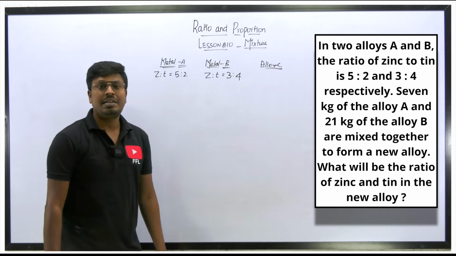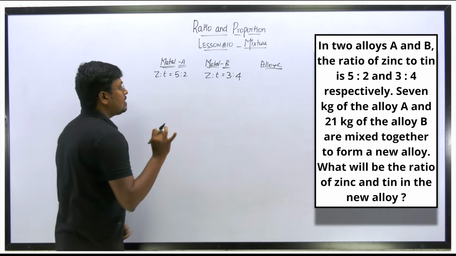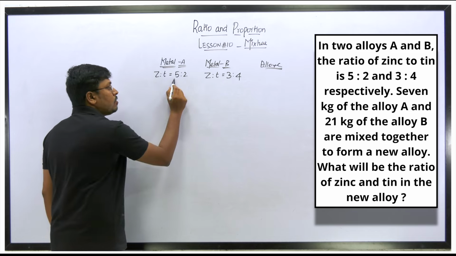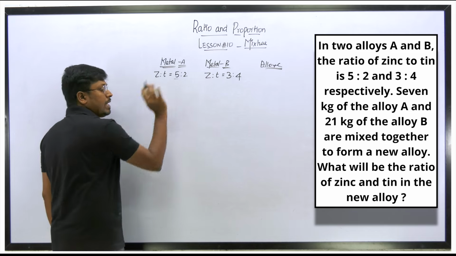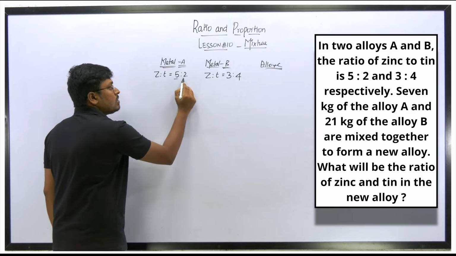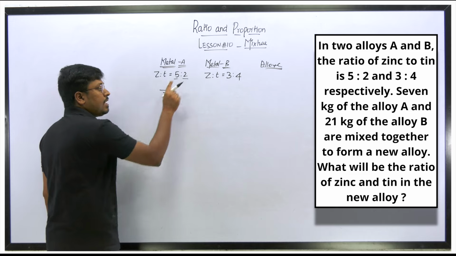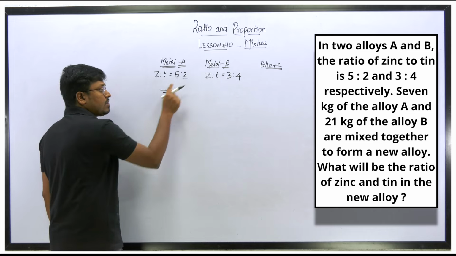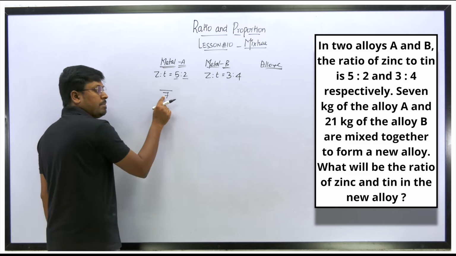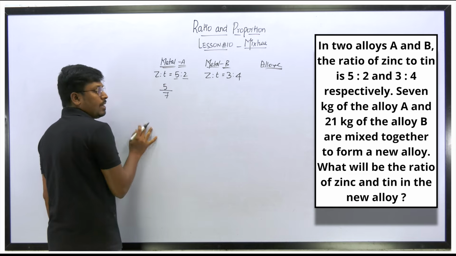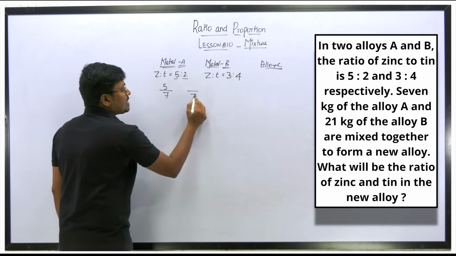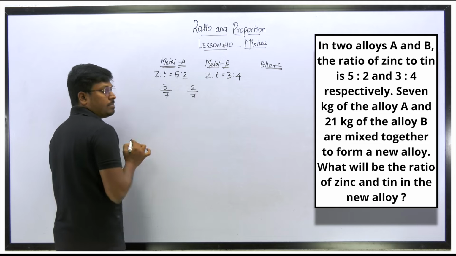Friends, very interesting question. A simple concept here, just listen. We know that in alloy A, zinc is how much? 5 parts. And 2 parts is tin. So out of a total of 7 parts, 5 plus 2 is 7. Out of 7 parts, 5 parts will be zinc, yes or no? Similarly, out of 7 parts, 2 parts will be tin.